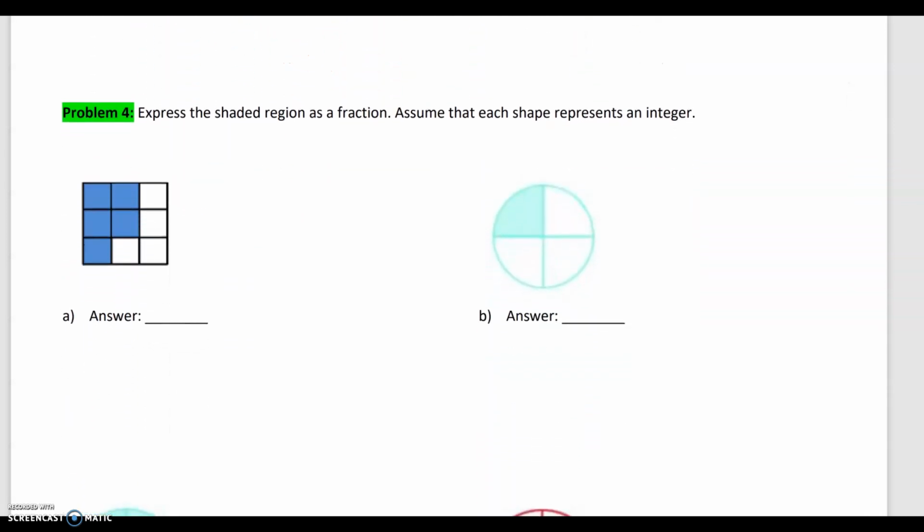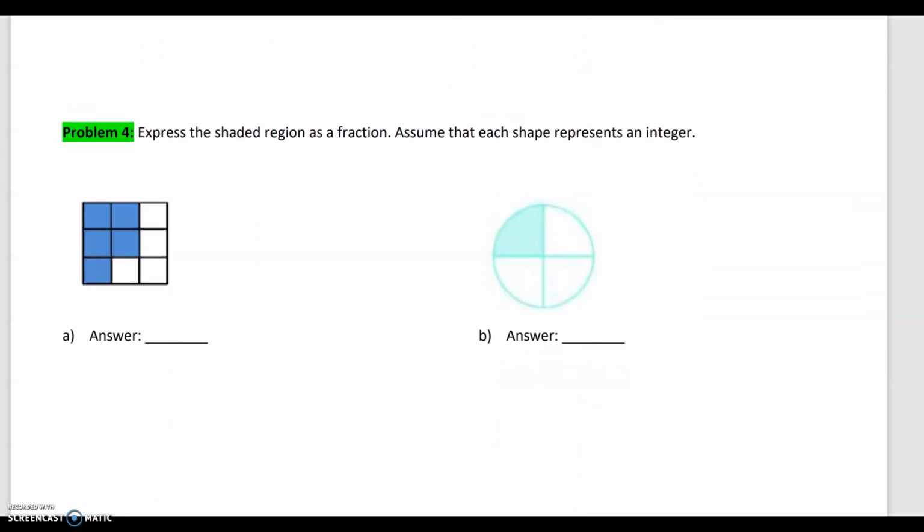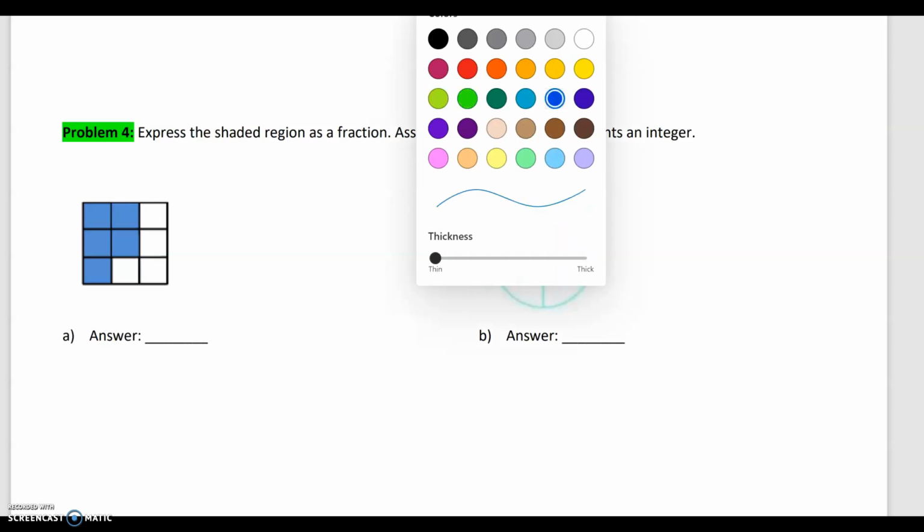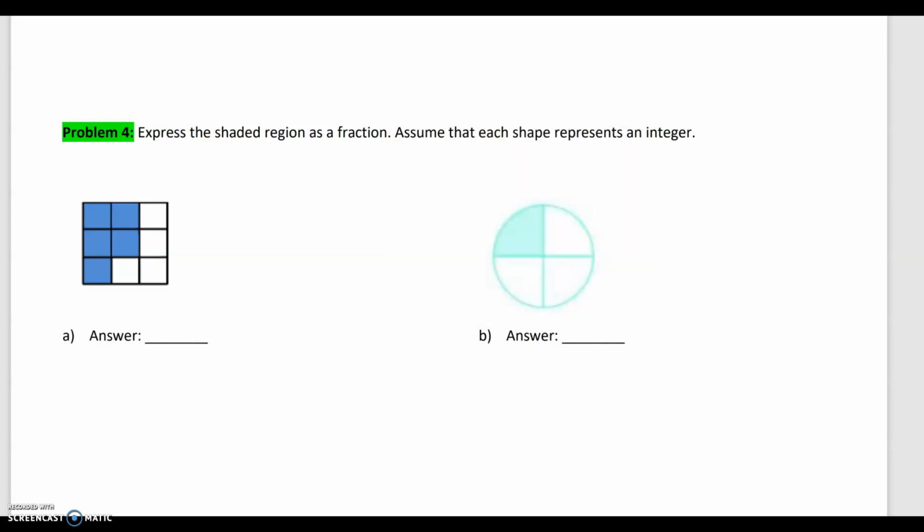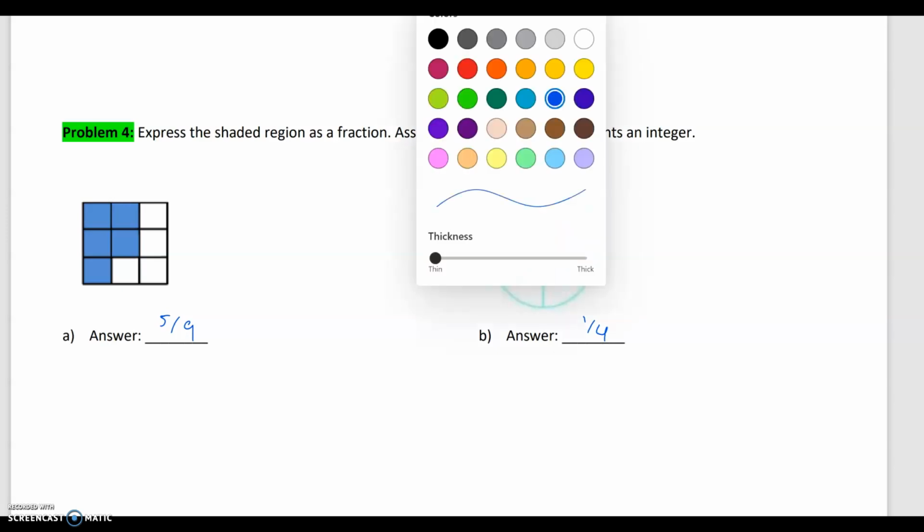Let's take a look at problem 4. And in problem 4, they're asking us to express the shaded region. Notice that the actual integer of the square is being broken up into 9 pieces, and I see 5 of them being shaded. So in this case, it'll be 5 ninths. For B, it's broken out into 4 pieces. So one of them is shaded, so that would be 1/4.